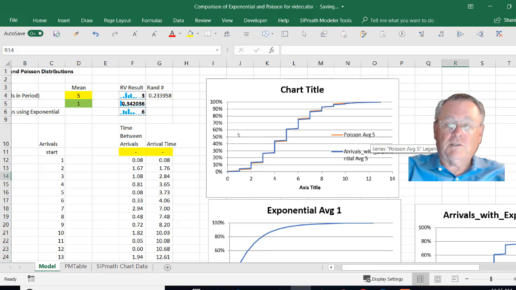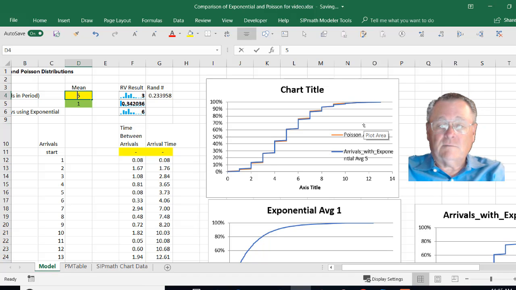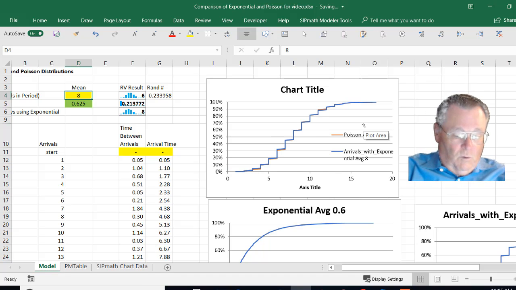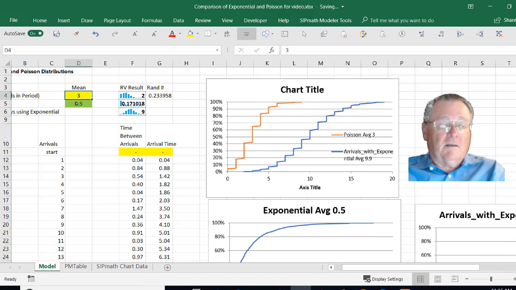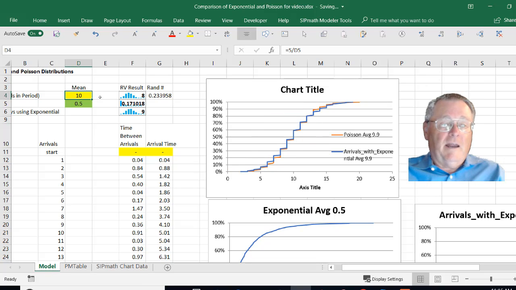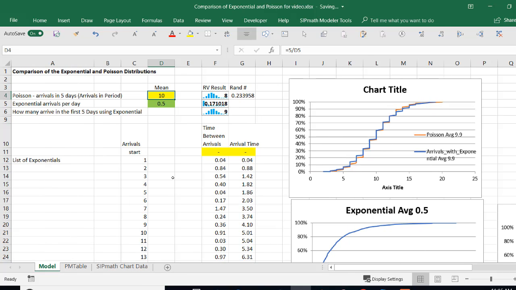So now the question is, well, Brian, you did that for 5. What if it was something else? What if I made this mean 8? There's 8. What if I did 3? So what if I wanted to say this was equal to 0.5? And then figure out how many Poissons I have. And that's going to be equal to 5 divided by this 0.5. So if they arrived every half day in a 5-day period, there would be 10 arrivals. And as you can see, they match again.